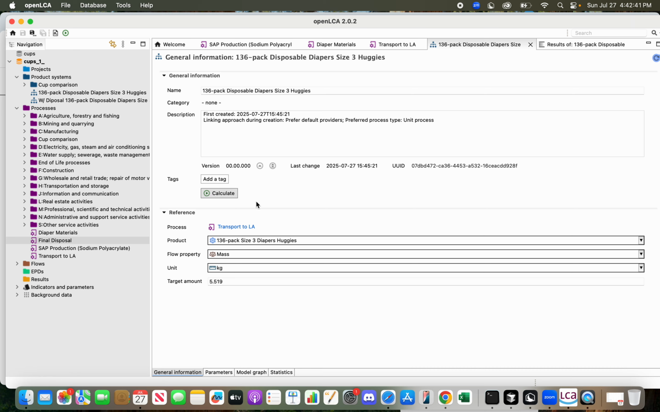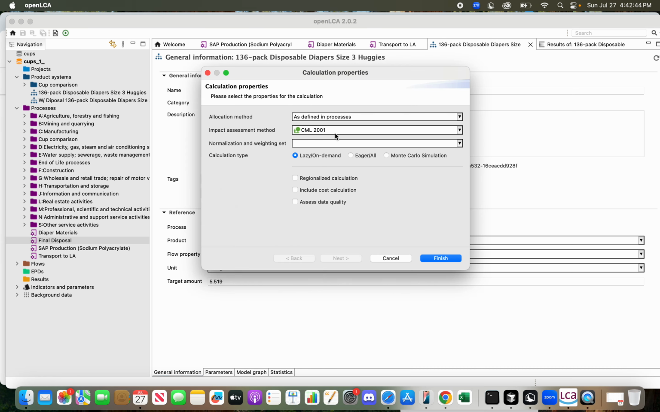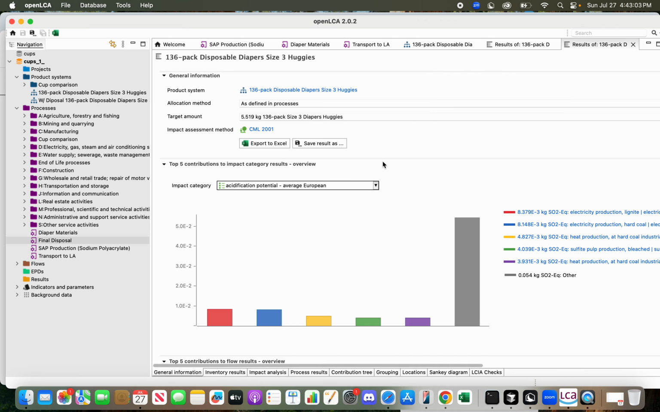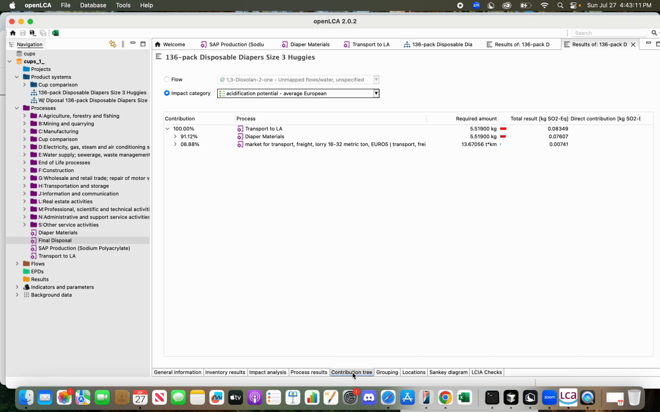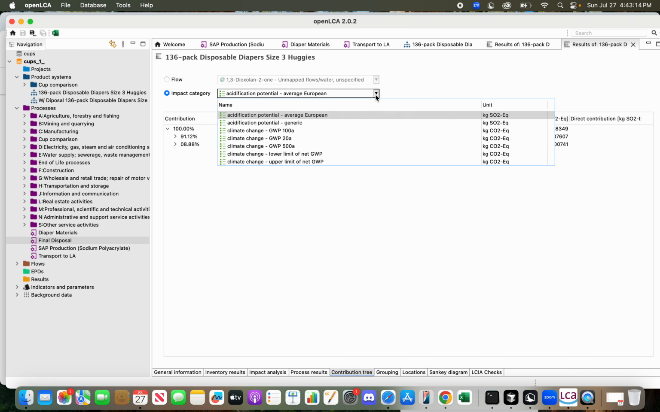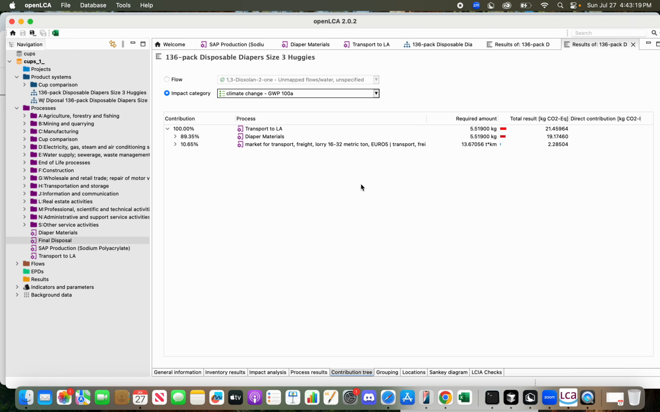So we'll jump into the analysis. I'll just quickly run the calculation here. We're using CML 2001 as our impact assessment method, and I'll go ahead and run this. And I realize now I actually have it open up here, so kind of redundant, but just to show you how it looks like in OpenLCA. Okay, cool. So we'll just go straight into the carbon footprint and ignore the other impact categories. And we're doing global warming potential over 100 years, which is the standard.